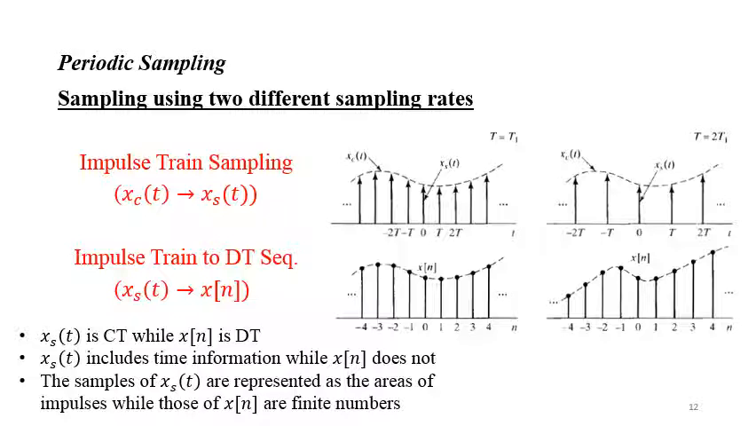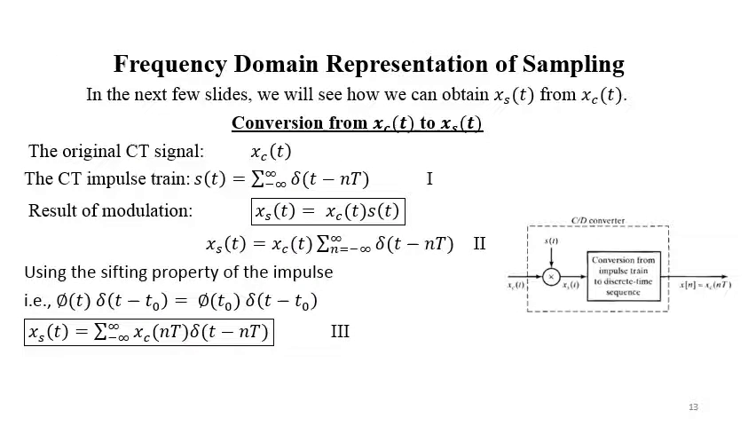The second difference between x_s(t) and x[n] is that the samples of x_s(t) are represented as areas of the impulses, while those of x[n] are finite numbers. So let's see the effects of sampling. In the time domain we sample, so what happens in the frequency domain?